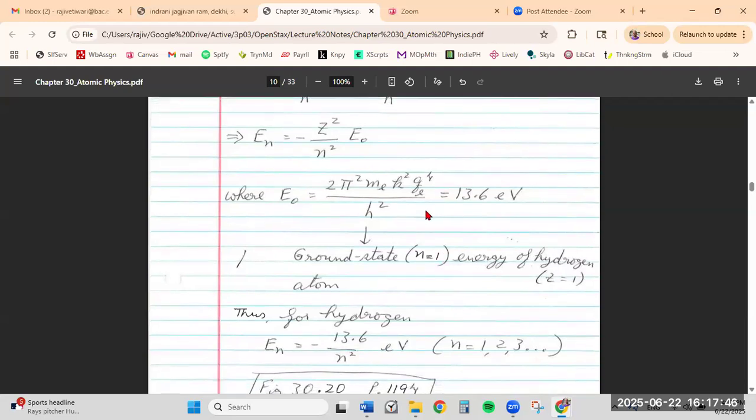Now, if in the ground state the energy of the electron is 13.6 electron volts, what that means is if you want to ionize that atom, if you want to strip that atom of the electron, you would have to externally provide 13.6 electron volts of energy to remove that electron from the atom.